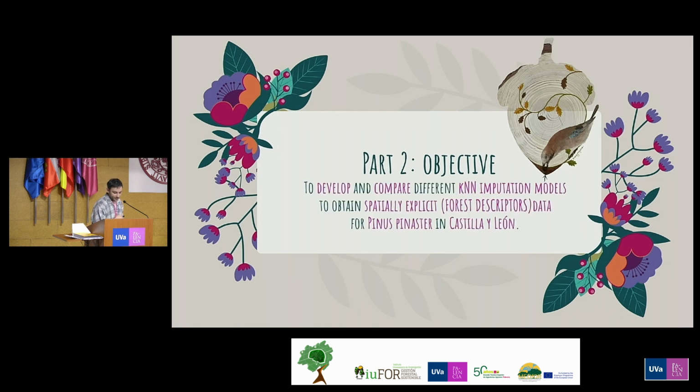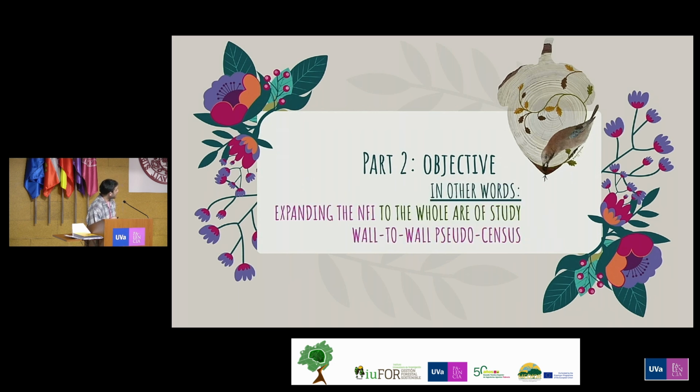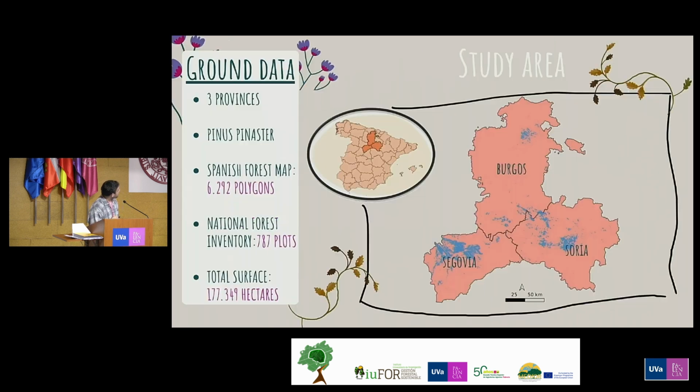So part 2, objective. We are trying to develop and compare different KNN imputation models to obtain spatially explicit forest descriptors data for Pinus pinaster in Castilla y León. In other words, we are trying to expand the NFI to the whole study area in a wall-to-wall pseudo-census. This is very important and very relevant, and I want to insist on this. We are going to have a model version of the NFI on each pixel of the whole extension. First, we are working on Pinus pinaster in Castilla y León, but we are going to have this for all of Spain, hopefully, in a couple of years.